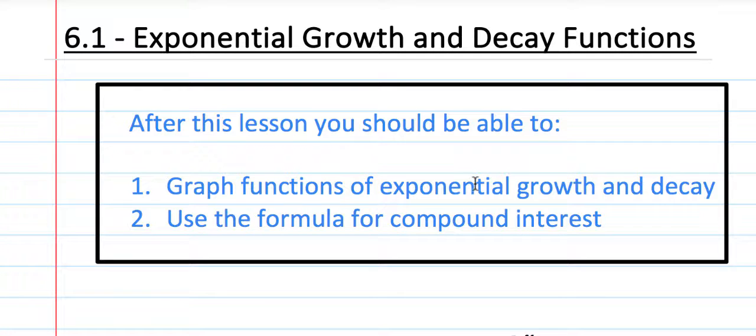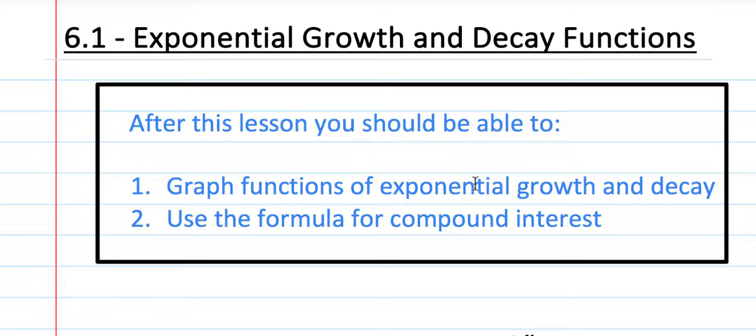Hey everyone, in this lesson you'll learn about a new family of functions, exponential functions. You may have been introduced to this type of function before, but we're going to look at the characteristics of the graphs of exponential functions and classify them as either growth or decay. We're also going to look at some applications of exponential functions in the financial world.